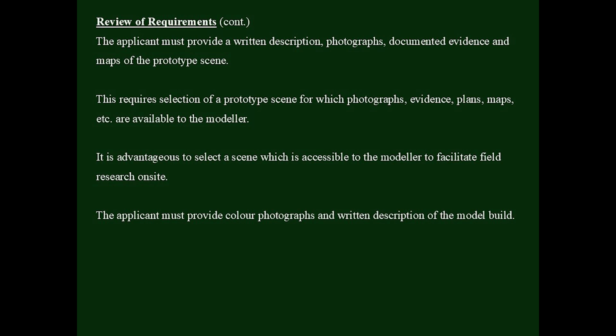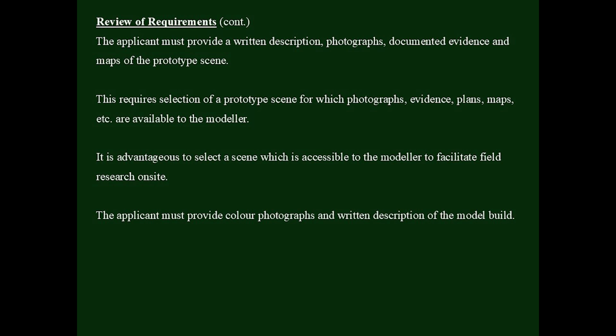The applicant must provide a written description, photographs, documented evidence, and maps of the prototype scene. This requires selection of a prototype scene for which you can source photographs, plans, maps, and so on to support your modeling. You might also consider accessibility for field research when selecting a scene. Some locations are more difficult to access than others. Not related to the scene selection, but do remember that you will need to provide color photographs and a written description of the model build.